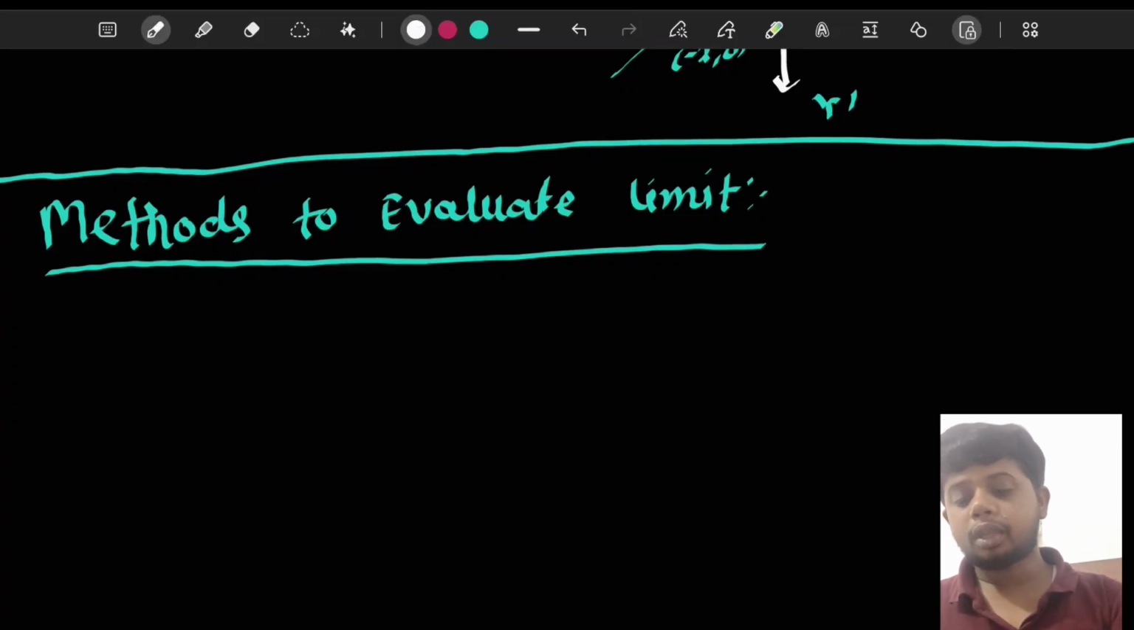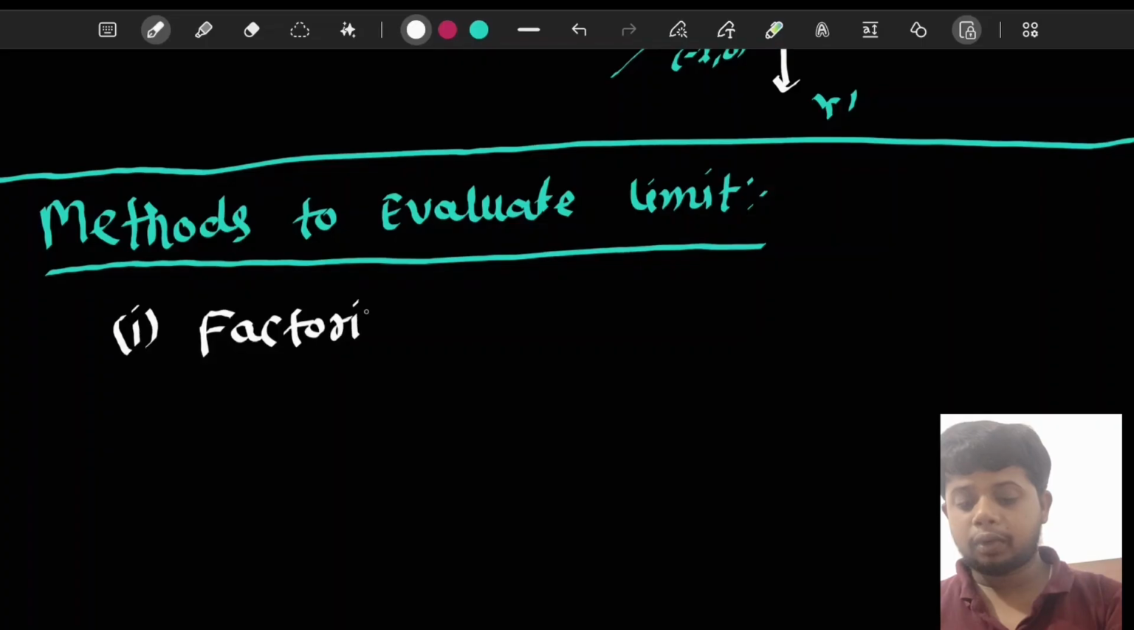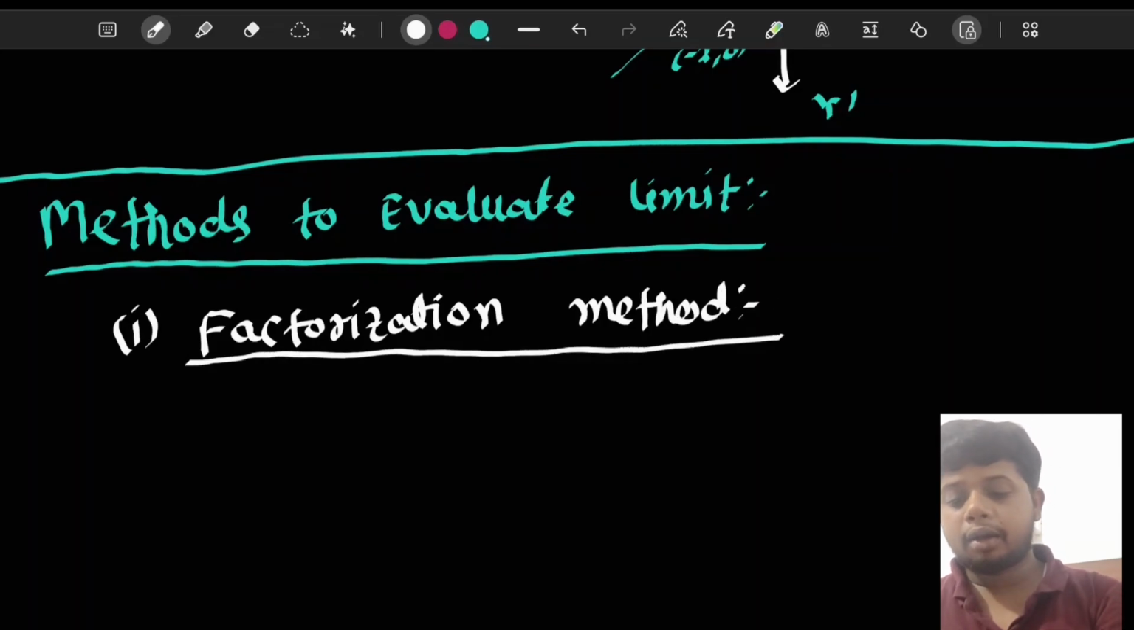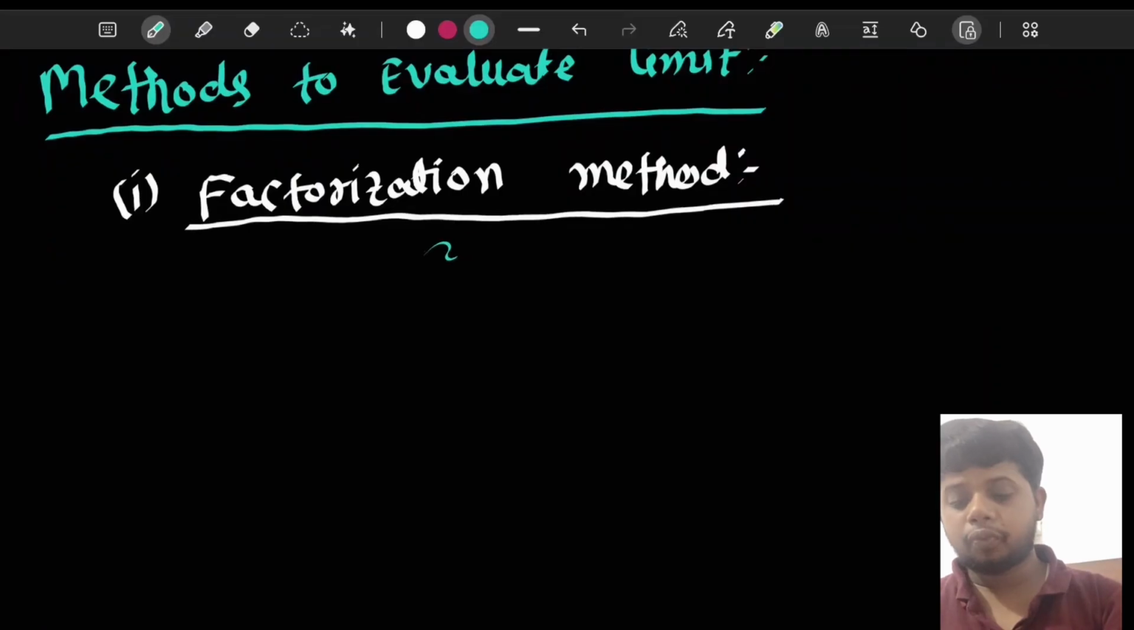Okay, so this we have already discussed. Now we will continue. We'll see the methods to evaluate limits. So what are the methods we have available? First method is called factorization method. In the factorization method, what we will do, we will factorize the numerator or denominator according to the question.